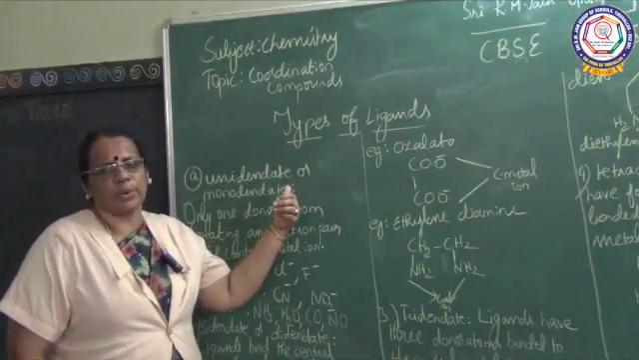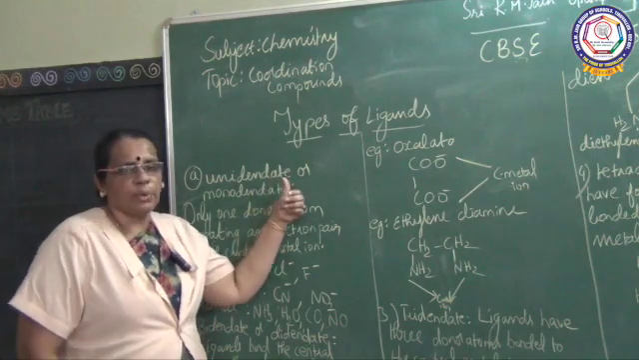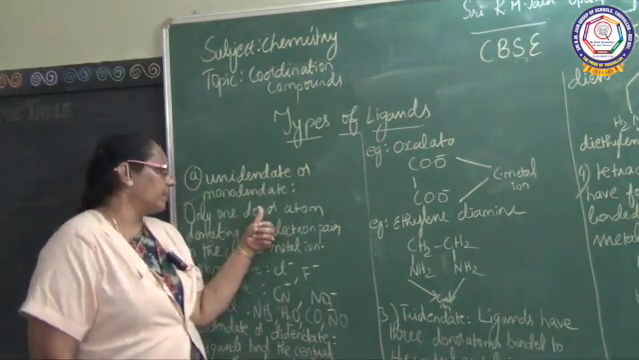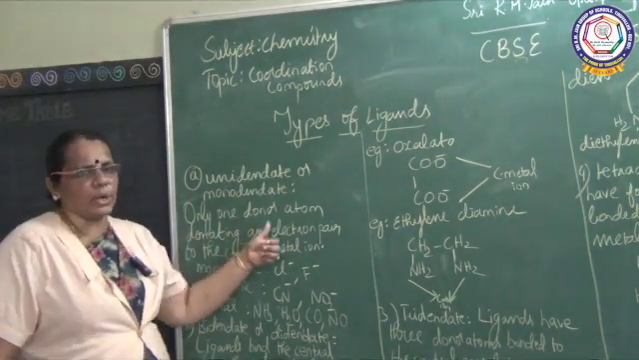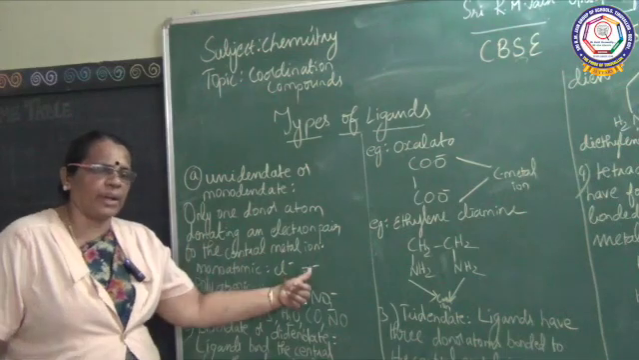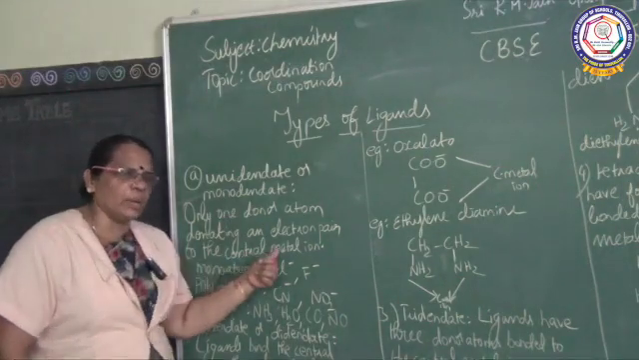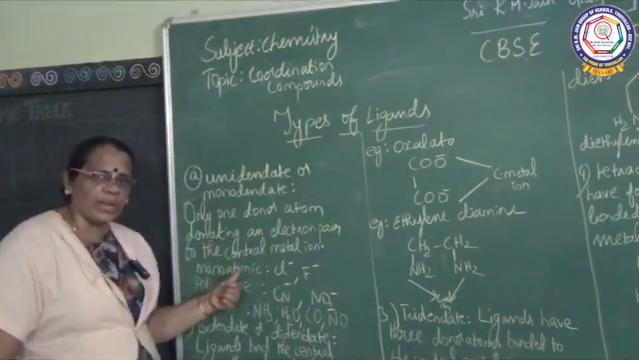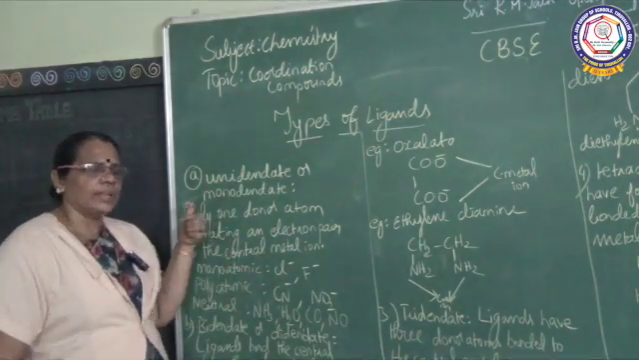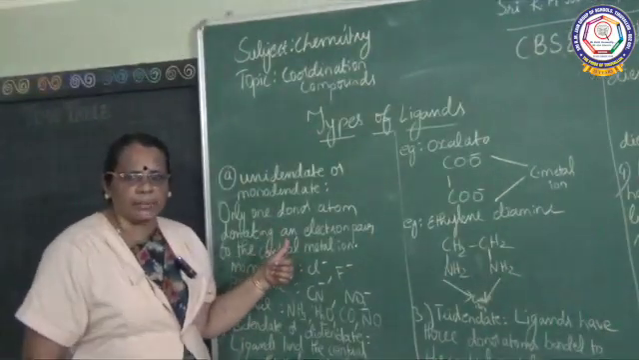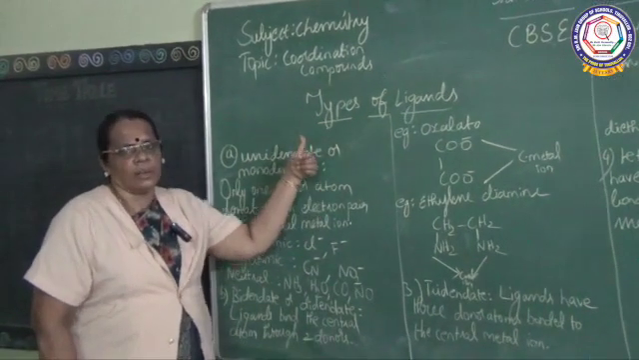Now we are going to discuss the types of ligands. There are different types of ligands. To start with, unidentate or monodentate ligands. The ligand will have only one donor atom donating an electron pair to the central metal ion. Such a ligand is known as unidentate or monodentate ligand.